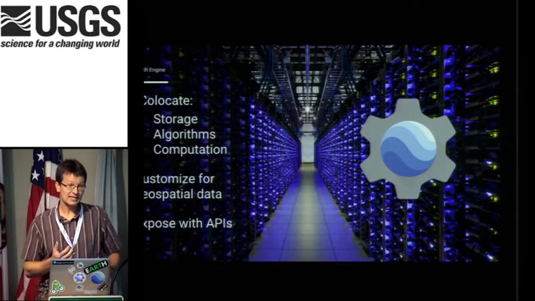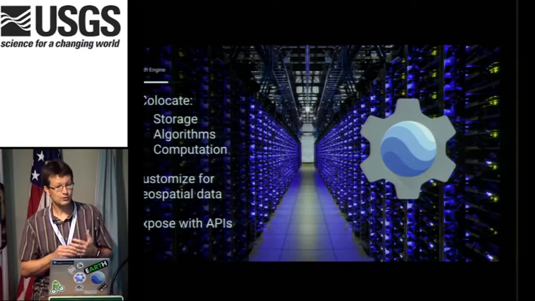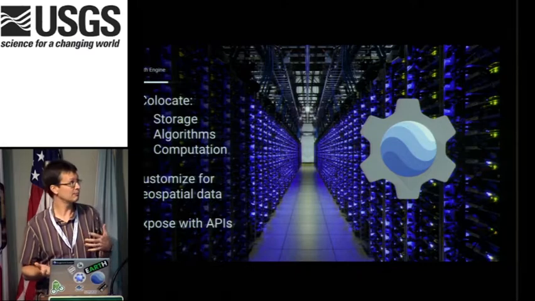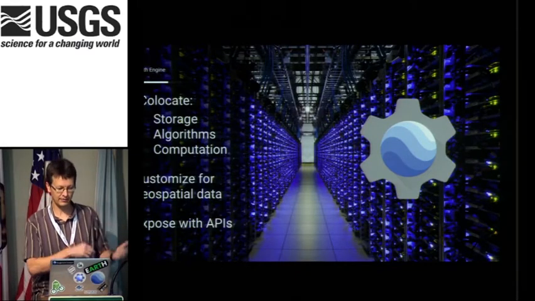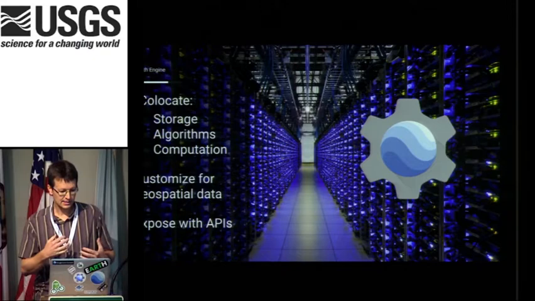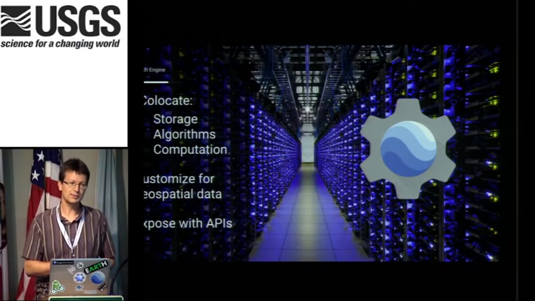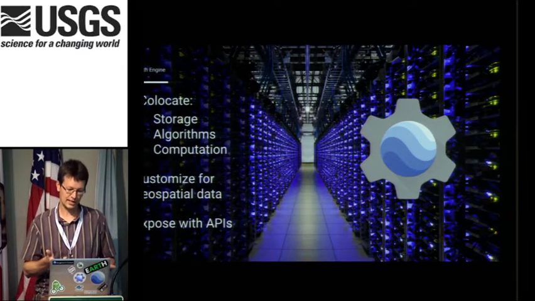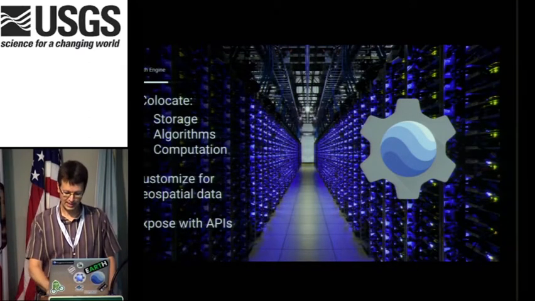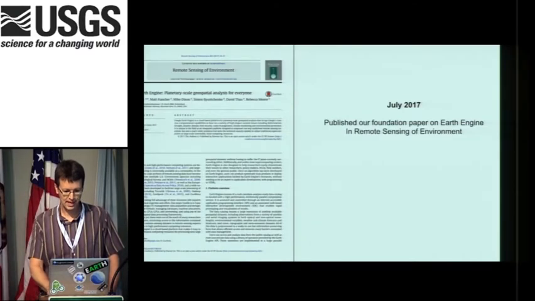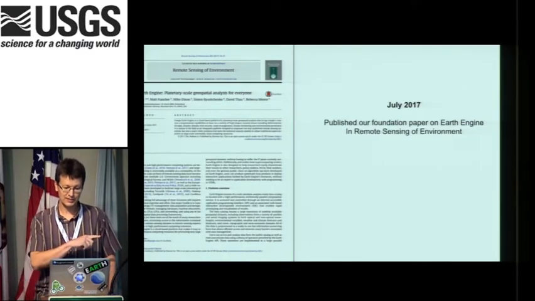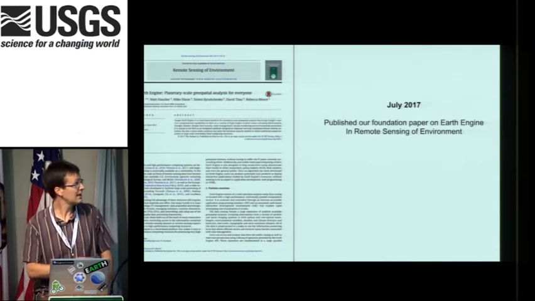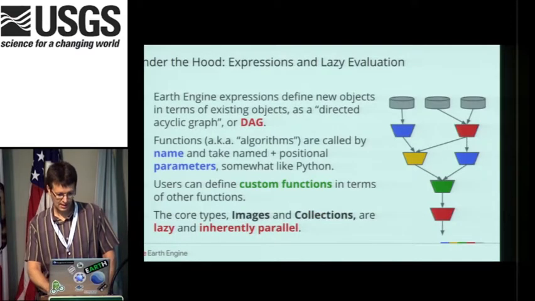We basically co-locate a lot of storage of geospatial data sets along with geospatial algorithms and a lot of computers. We're not really limited at Google in a lot of these, so we have a lot of flexibility for doing that. It's very much customized for geospatial data and a certain type of it, regularly gridded raster or vector data, points, lines, polygons. And then we expose it with APIs for a variety of different clients. If you want to know more about that, there's a remote sensing environment paper that goes through the underlying details of how we set up the system and how we design for scale.